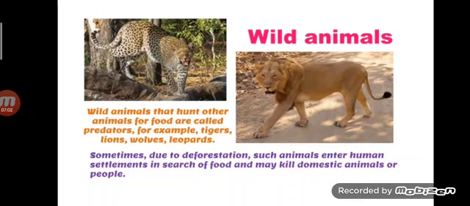So, they attack human beings. Sometimes, often, they have picked up children, picked up people, old people, and they have dragged them into the jungle and eaten them. So that is how wild animals are also very dangerous for human beings.